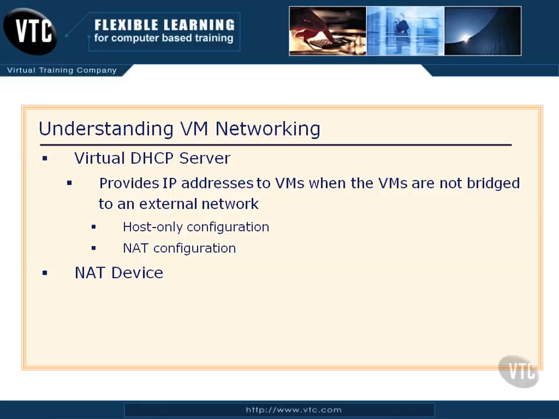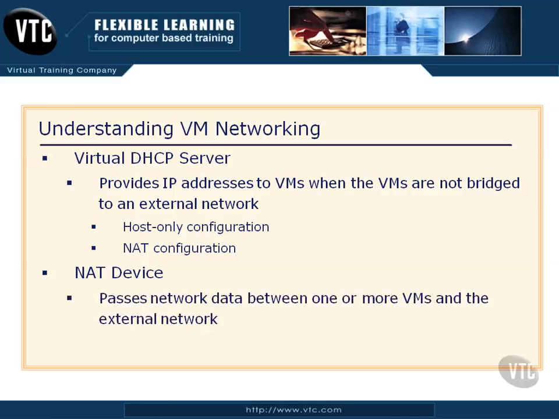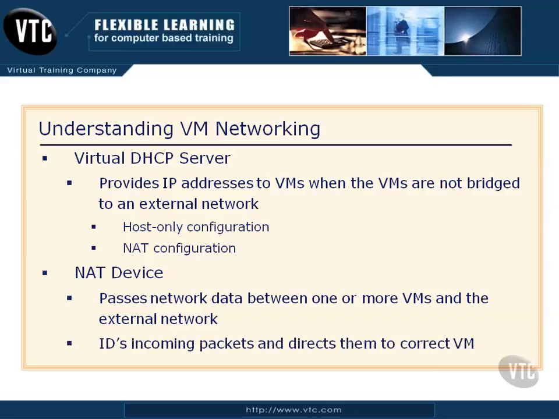Now a NAT device, this is a switch that sits there just like a NAT device would in the real world, and it passes network data between one or more virtual machines and the external network. So let's say I've got 3 virtual machines running, and I want to use NAT to connect those to the outside world, to the internet. And so the NAT device shows up automatically when I start to set this up, and it basically works like any standard NAT does. It checks the ID of incoming packets, and it directs them to the correct virtual machine based on the information it sees in the packet.